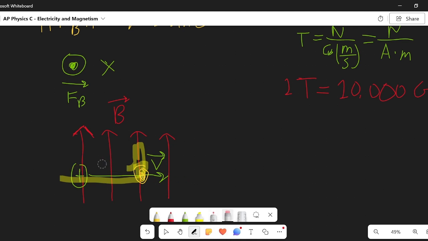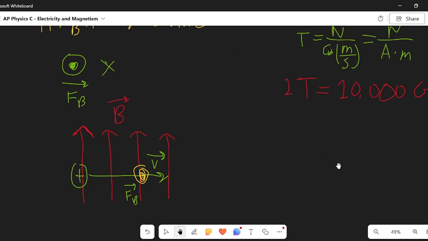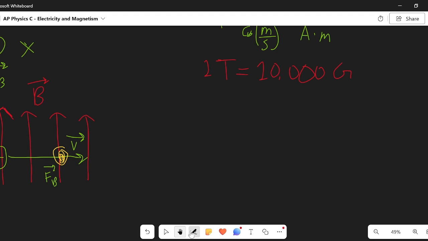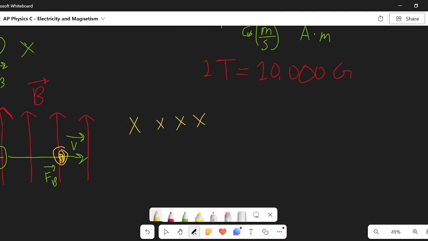So let's actually do more practice with the right-hand rule. We determined that the force is going to be something like so. I know this isn't a great dot, but this is how it's supposed to look. Now let's do another practice problem. Let's say this time the magnetic field is like so. We have a bunch of X's. Actually, just so I don't confuse you.